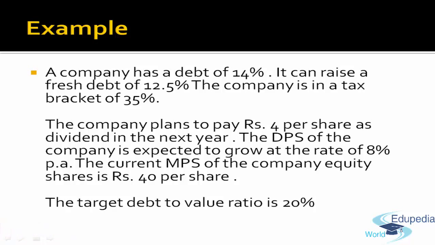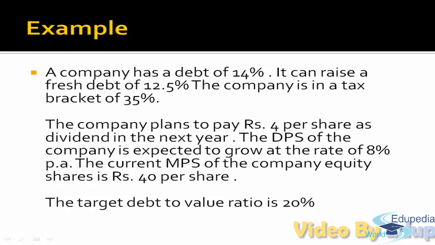The company plans to pay rupees 4 per share as dividend in the next year. The DPS of the company is expected to grow at a rate of 8% per annum. The current MPS of the company equity share is rupees 40 per share. So all this information is quite familiar to you because basis this information we have already computed the respective sources of capital. Now there's one new information. The target debt to value ratio is 20%. Debt to value means debt upon total funds.